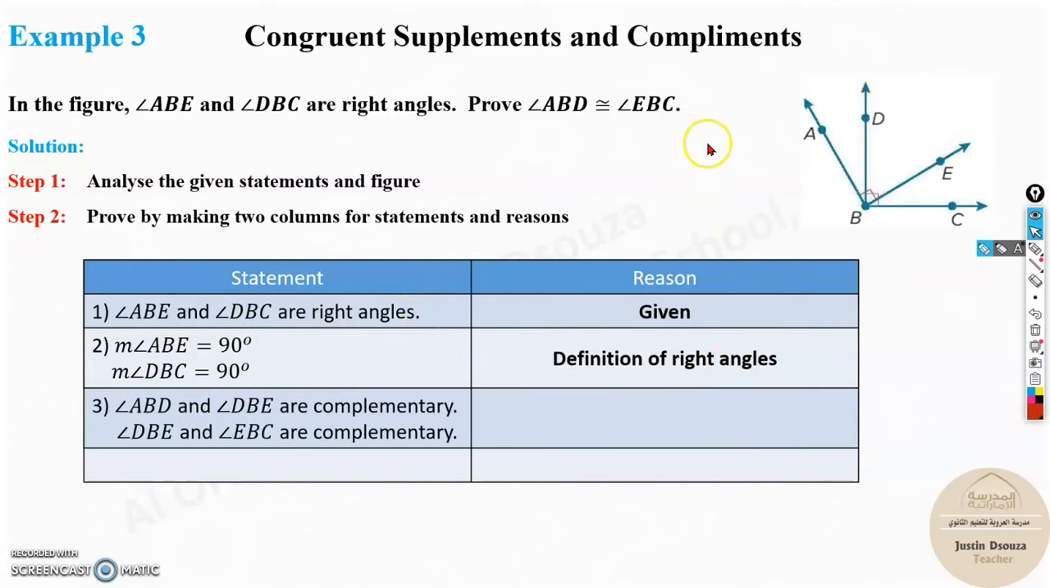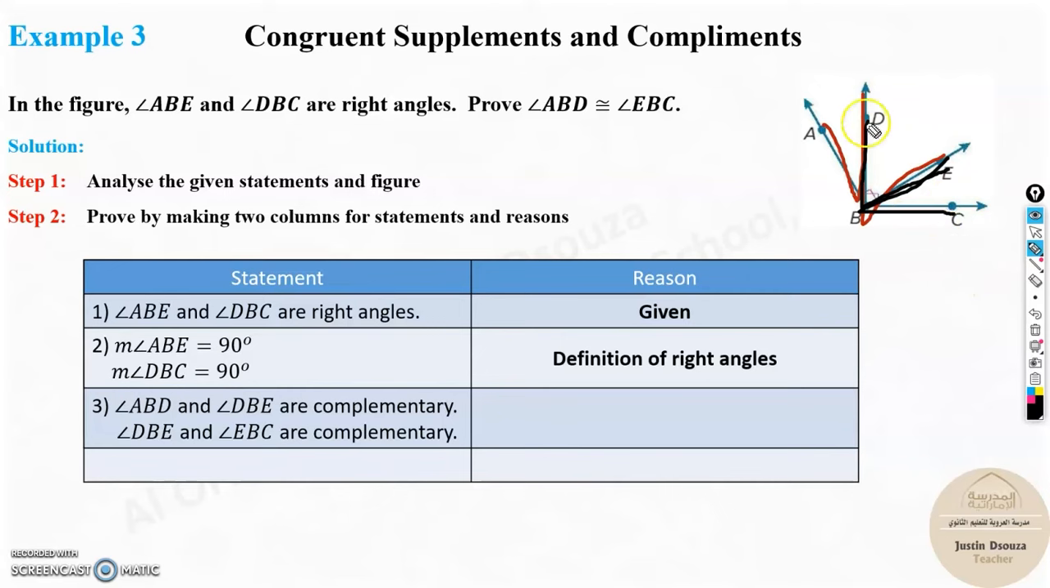Then we can see over here, look carefully at the first one. Then ABD and DBE will be what? It will be complementary, isn't it? So this and this will be complementary. And it's not over. We have one more, that is DBC. So DBE and EBC will be complementary.